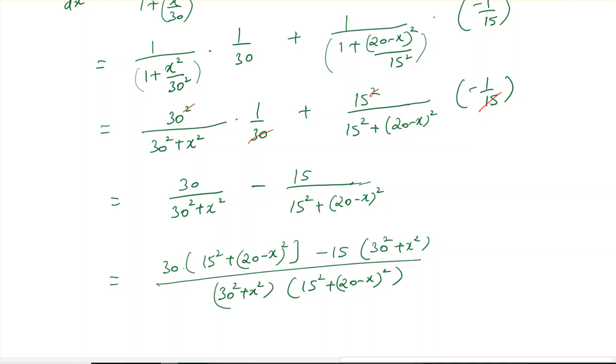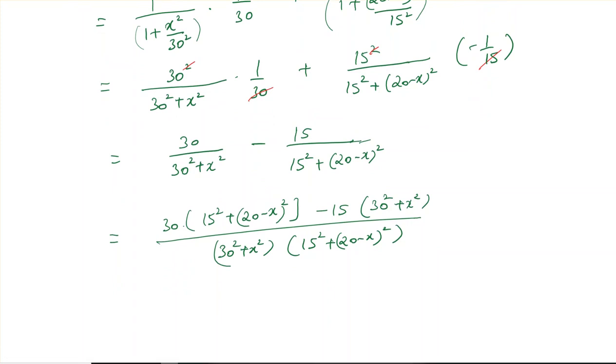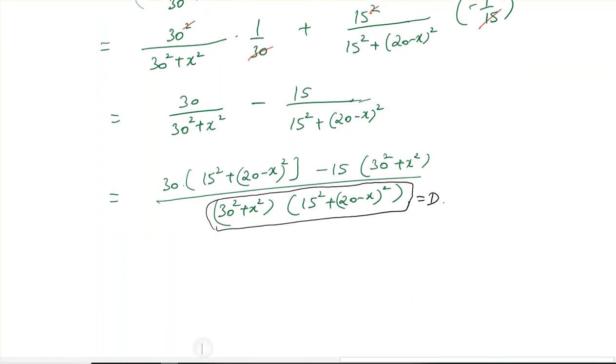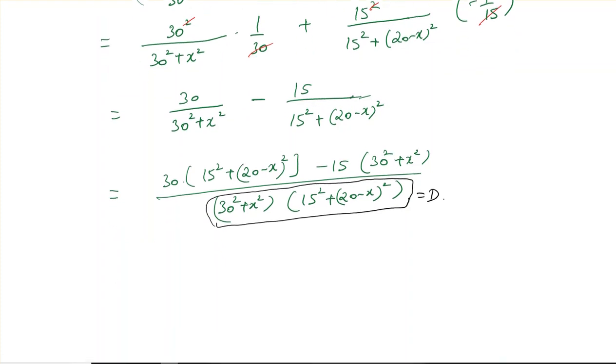So the bottom expression looks really big. So I'm just going to name this as D, so that I don't have to write that over and over. So this is my denominator D. In the next step, I can do some more simplification of the numerator.